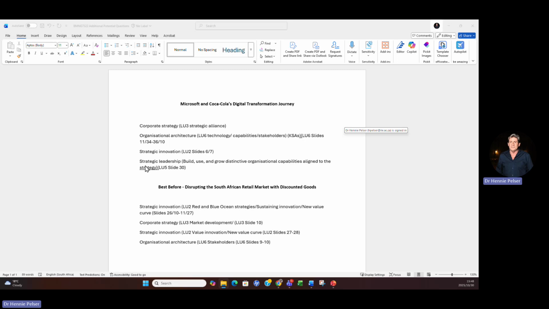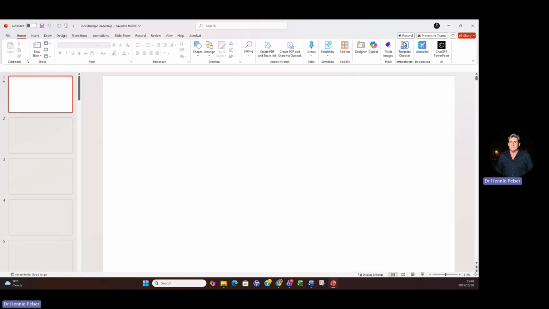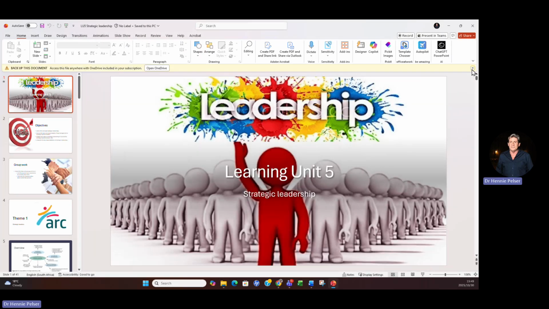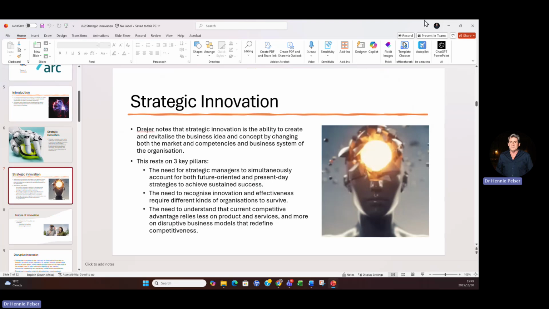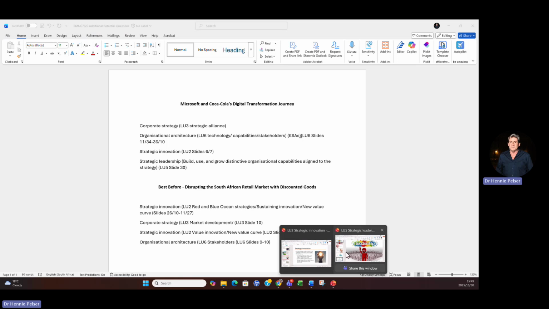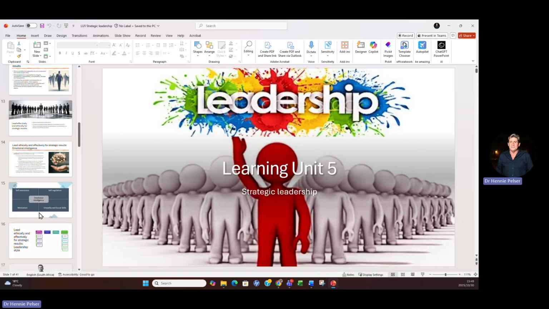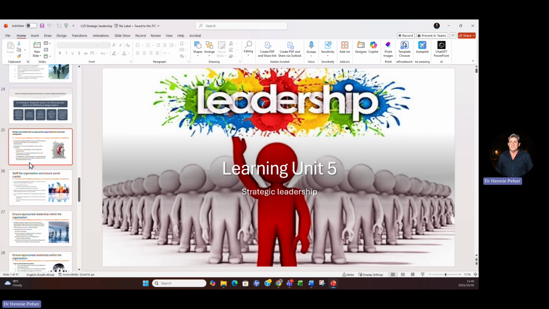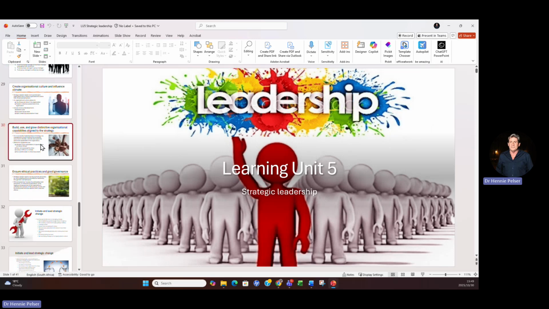And then in strategic leadership, there are some elements that I think could be relevant. Let me open strategic leadership as well. In terms of strategic leadership, let me just find the slide that I'd indicated. Right, strategic leadership, LU5, slide 30. Now, obviously, it can't be just these, but I'm simply looking at what potentially could come out based on the content that the case study provides.